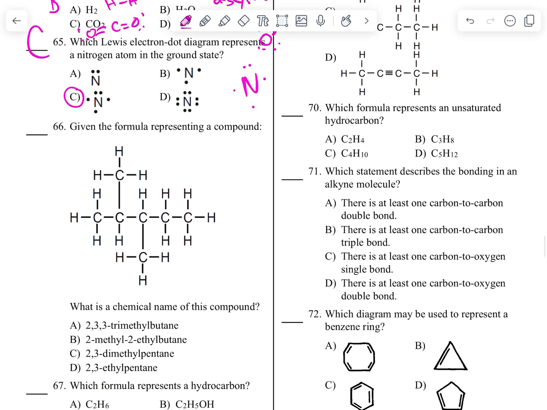What is the name of this compound? Okay, so we need to find the longest continuous parent chain. 1, 2, 3, 4, 5. 1, 2, 3, 4. 1, 2, 3, 4. Okay, so right here. Let me get rid of all those other dots. So our longest continuous chain is right here. Meth, eth, prop, but, pent.